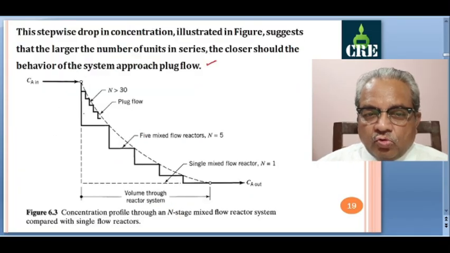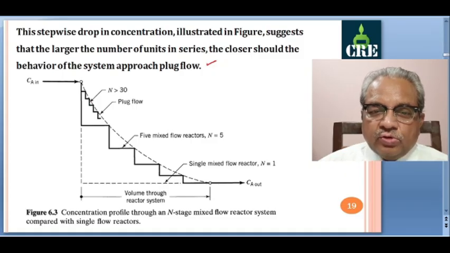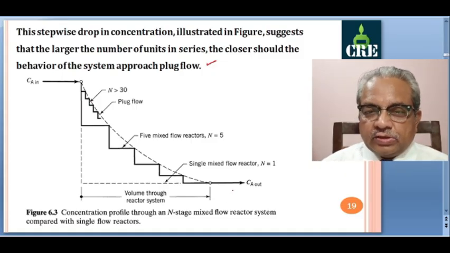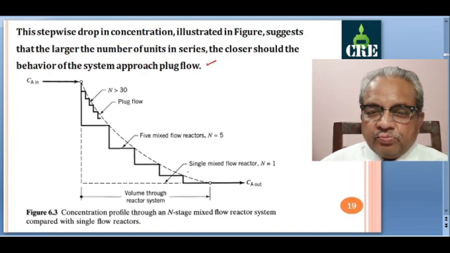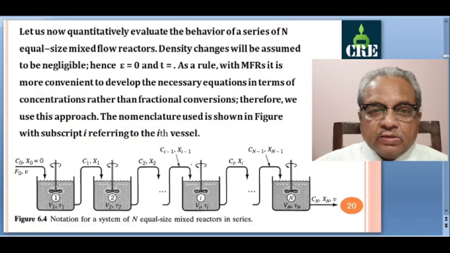And you go on increasing this number. If you increase this to 30, these stages will be smaller and smaller. And if you increase this number still further, these stages will be so small that they will coincide with this curve representing the concentration. And this type of curve is the same as plug flow behavior. We will see this in detail.